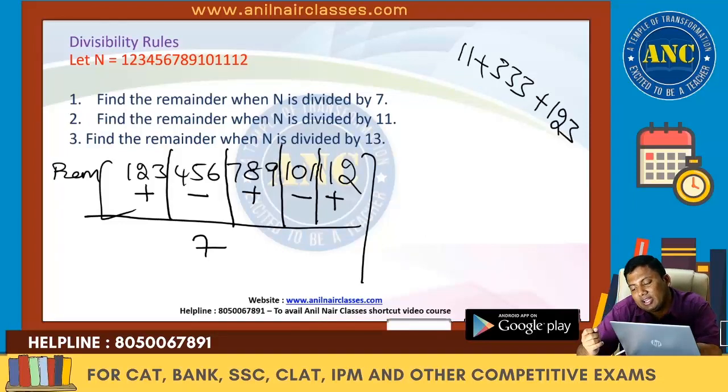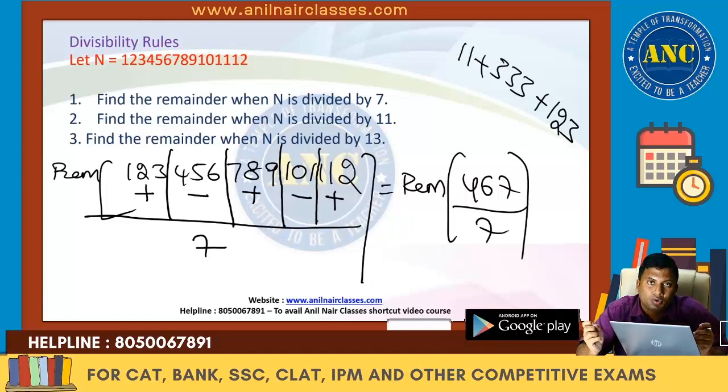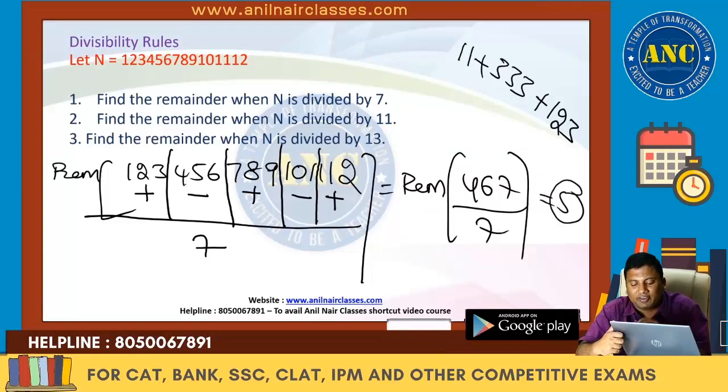123 plus 11 is 134. 134 plus 333 is 467. So the remainder when 467 is divided by 7: 7 6s are 42, 47, 7 6s are 42, the answer is 5. I hope the idea is clear. First one, it is 5.